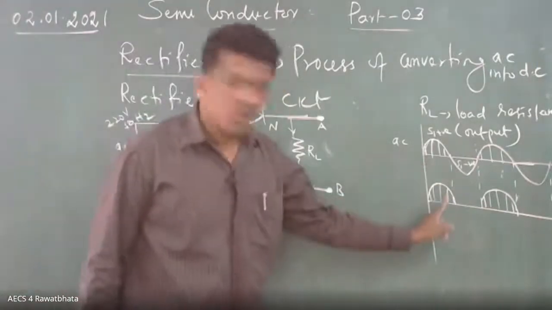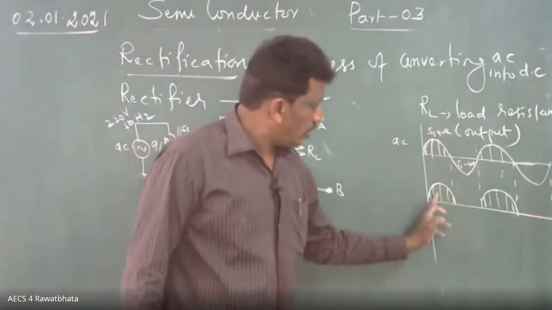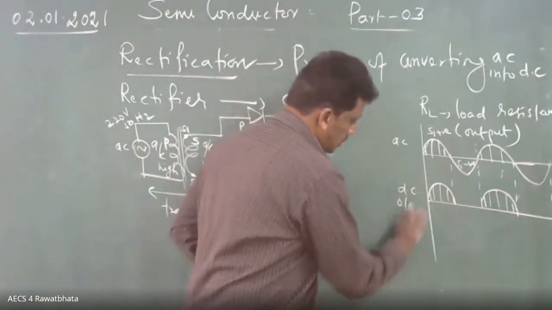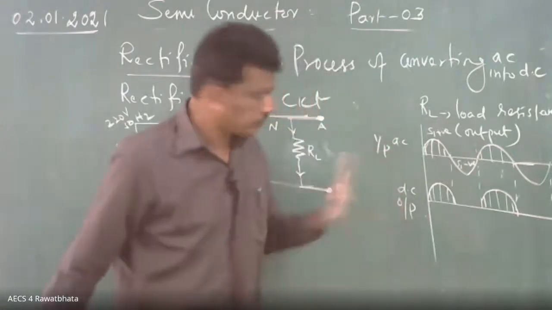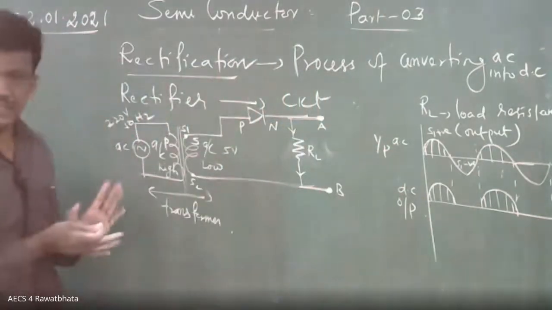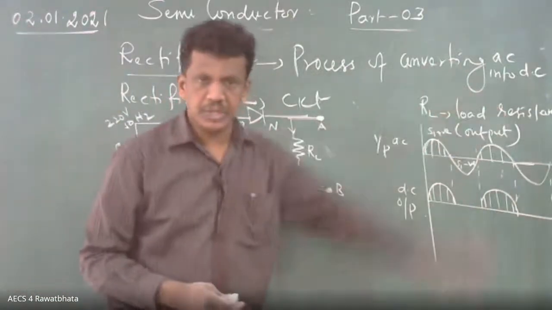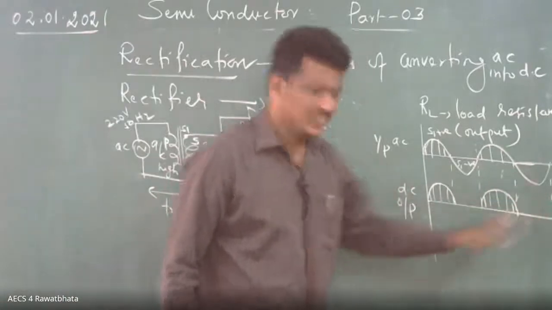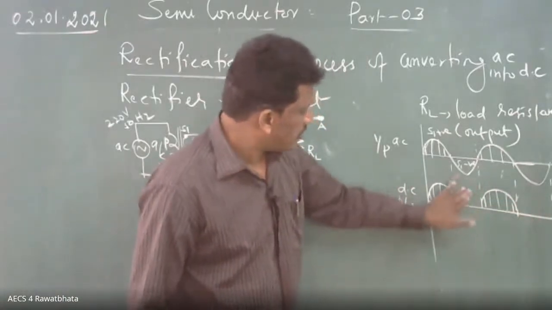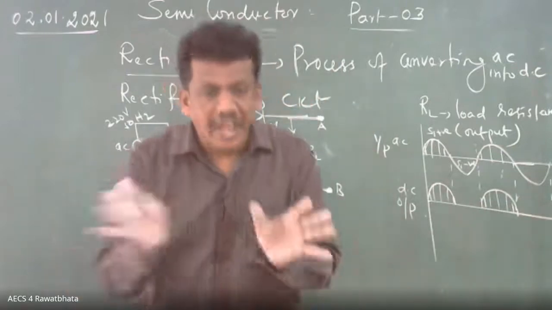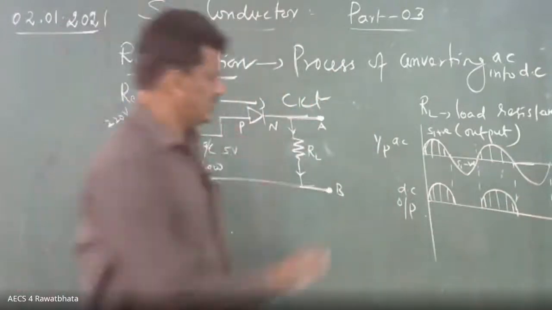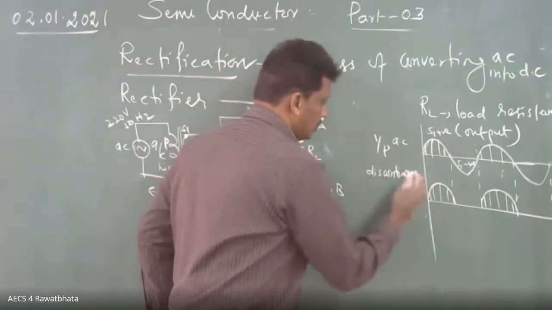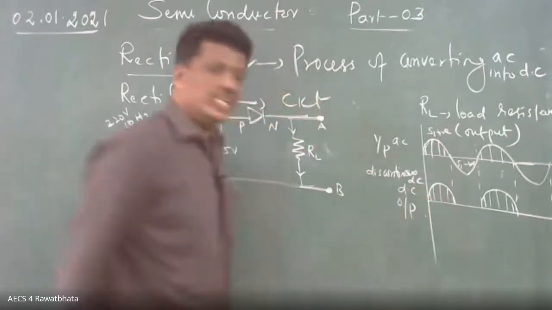How are you getting this output, you see? You are getting output in one direction only. This is the output, and this is DC. This is the input. The same diagram, please all of you copy it. This process will continue. But what kind of output is it? It is not continuous. Here no voltage, here no voltage. So it is discontinuous DC.